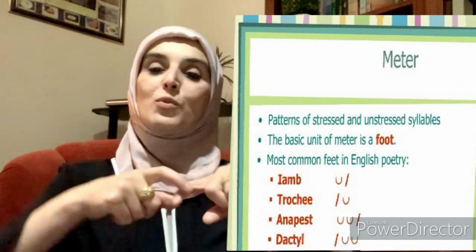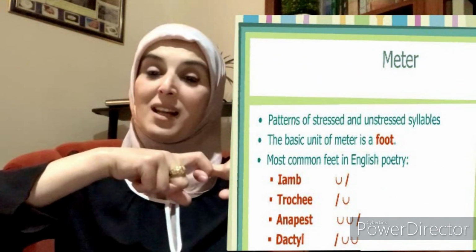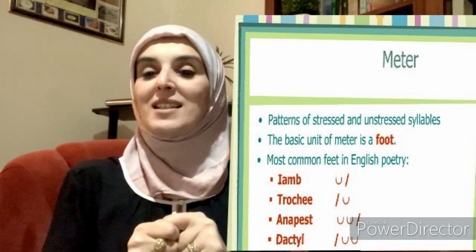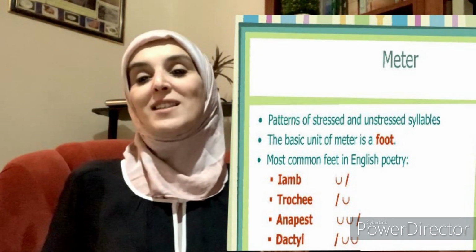Remember, we have the iambic, an unstressed syllable plus a stressed syllable. We have the opposite, the trochaic, a stressed syllable plus an unstressed syllable. We have the dactylic: the first syllable is stressed, followed by two unstressed syllables. And we have the anapest: the first two syllables are unstressed, followed by one stressed syllable. Thank you.